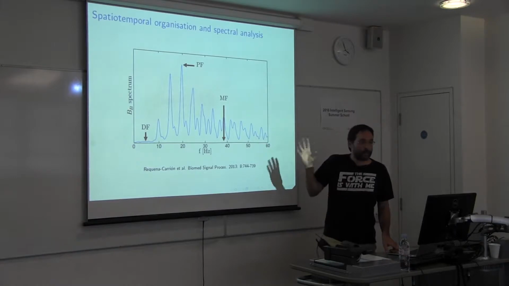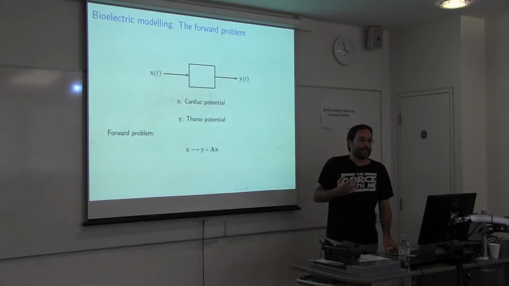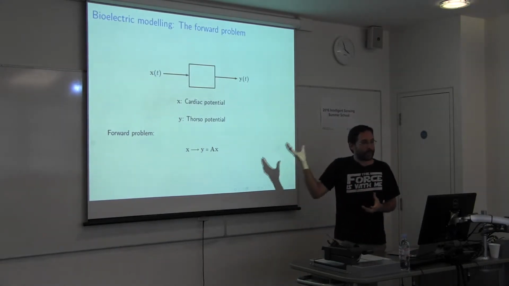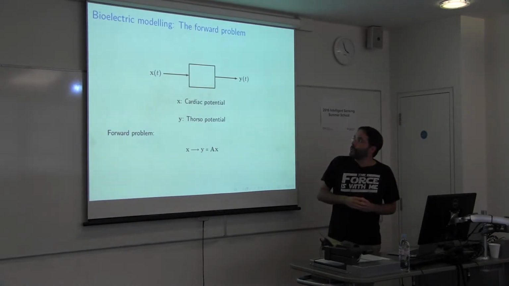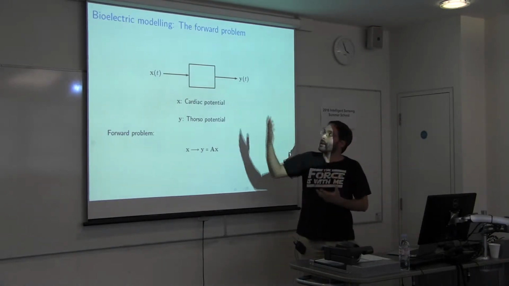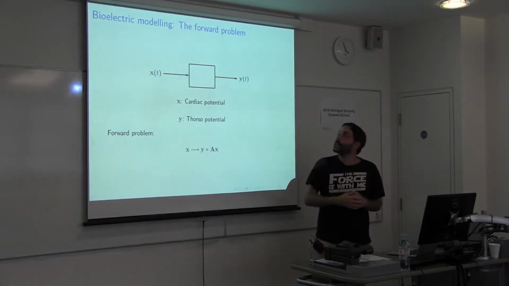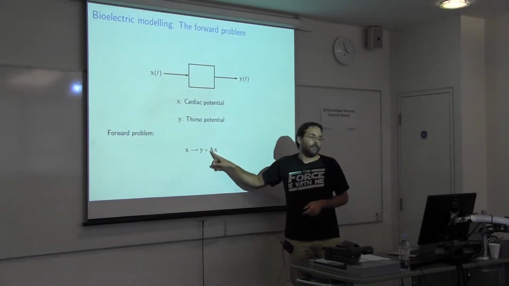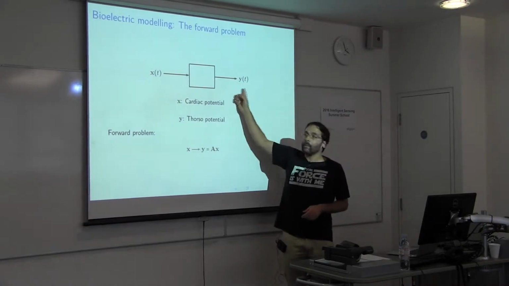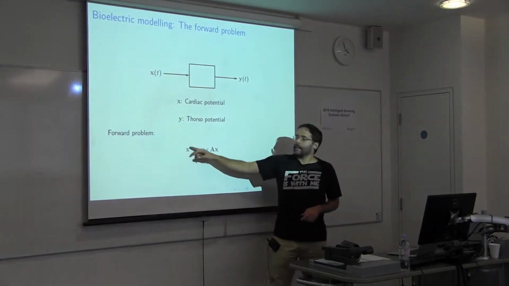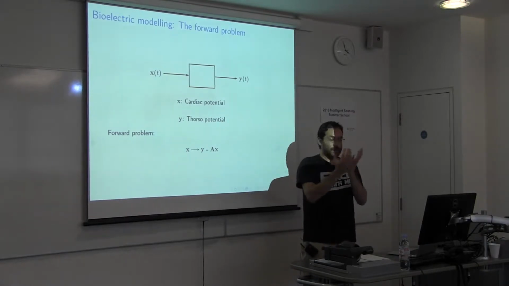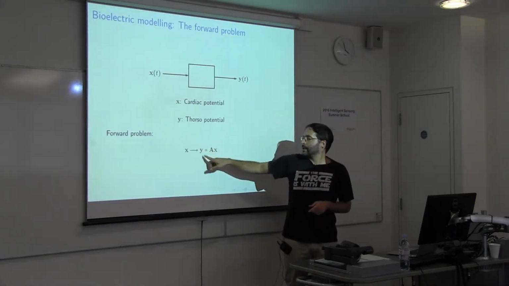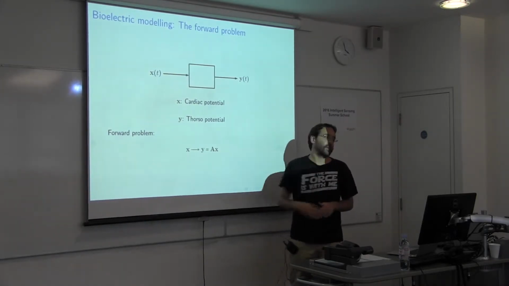Well, the problem with this sort of blind approach is that what our intuition is telling us might not be what is actually happening. Here I'm going to give you one example for this power spectrum. If we use everything that we know, the theory about how electrical potentials propagate, we can establish this very simple linear relationship between the signals that we measure and the cardiac activity. Say that X is the voltage around the heart and Y is the voltage on the thorax. We know that the voltage on the thorax is a linear combination of the cardiac sources.